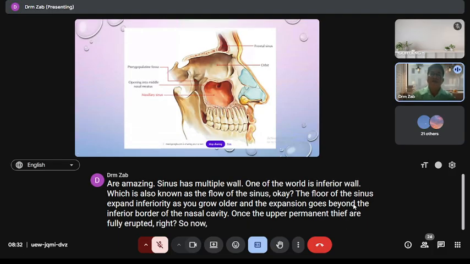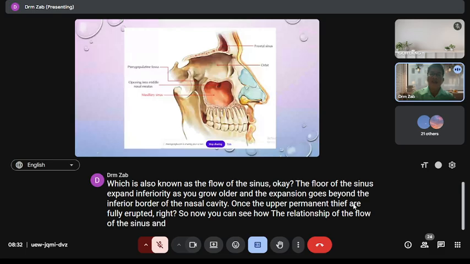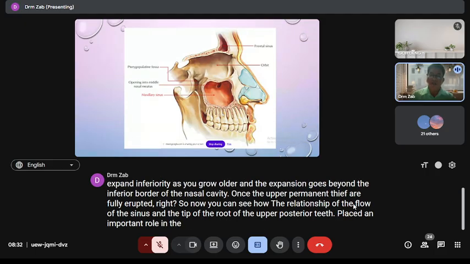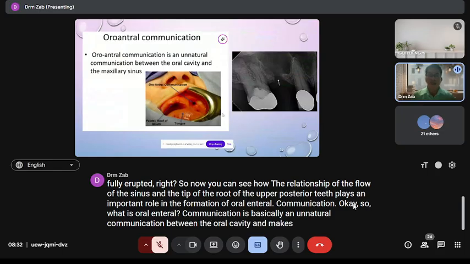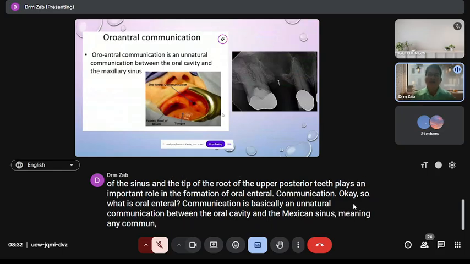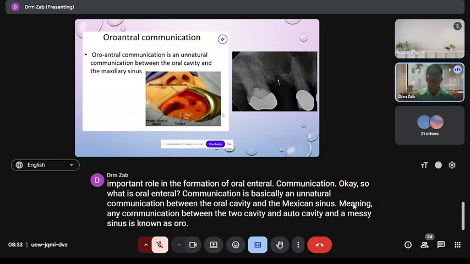All right, so now you can see how the relationship of the floor of the sinus and the tip of the root of the upper posterior teeth plays an important role in the formation of oro-antral communication. So what is oro-antral communication? It's basically an unnatural communication between the oral cavity and the maxillary sinus, meaning any communication between the two cavities is known as oro-antral communication.